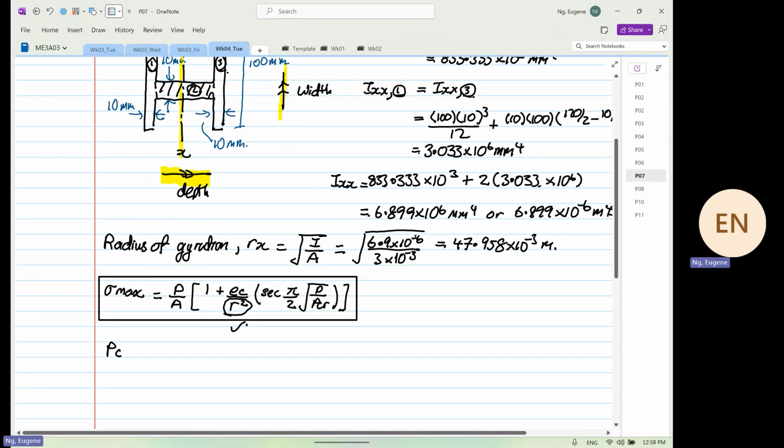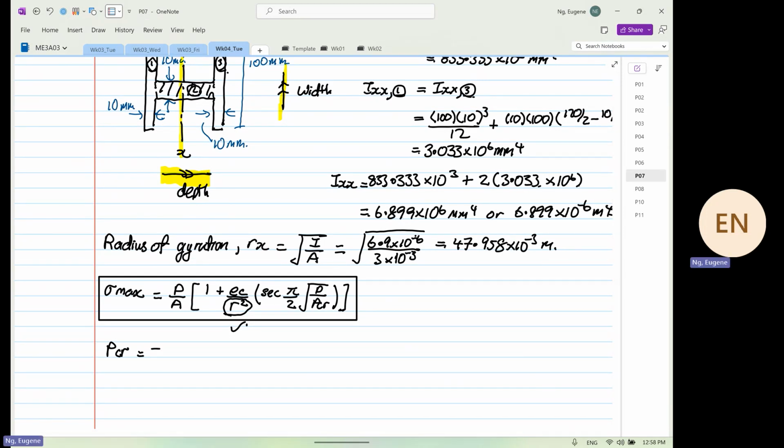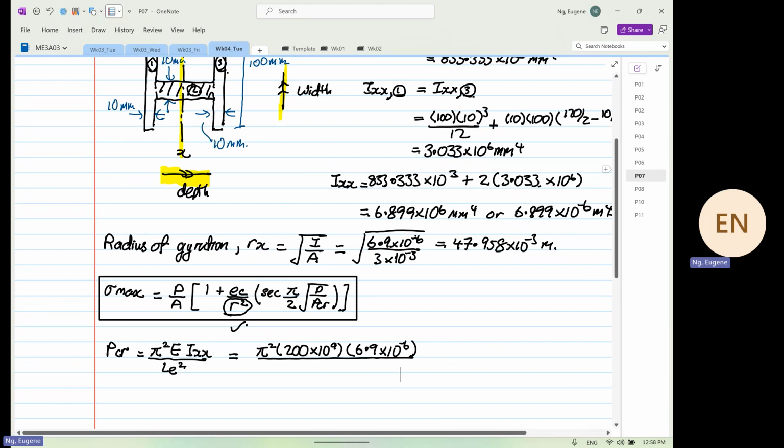So next we have to determine our PCR, our critical load. So this is equal to pi squared E times our IXX over our equivalent length squared. Now this LE is together, okay? It's not L on its own, E on its own. So we know that this is pi squared, Young's modulus is 200 times 10 to the power 9, IXX is 6.9 times 10 to the power minus 6. Our equivalent length is equal to what? So we have 0.7 multiplied by L. So 0.7 times 6, and then we're going to square.